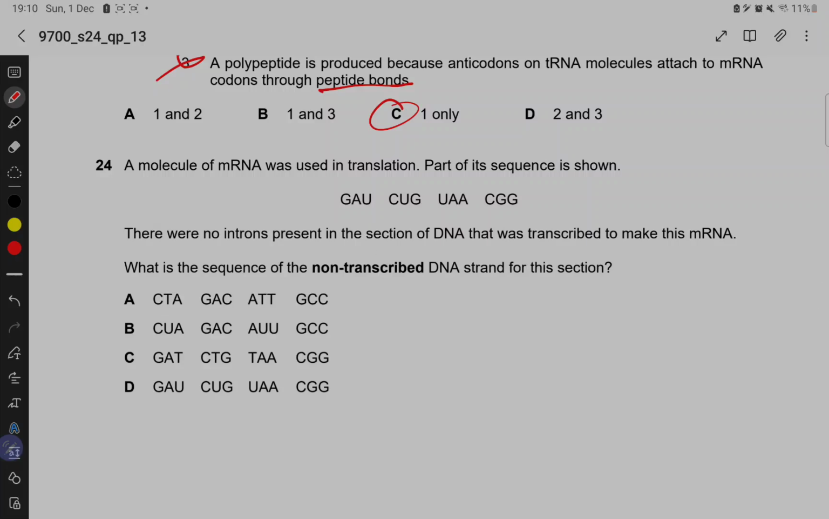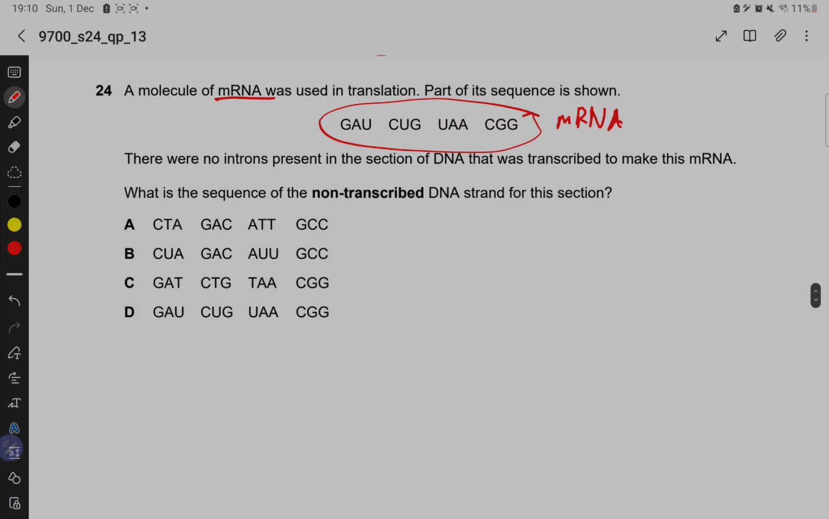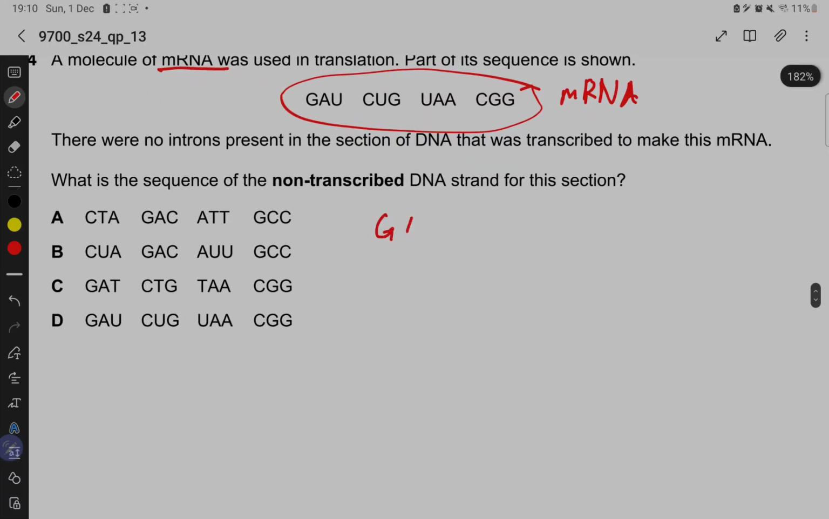There were no introns present. Okay. The molecule of mRNA. So this is the mRNA. What is the sequence of the non-transcribed DNA for this section? Okay, let's write it out.